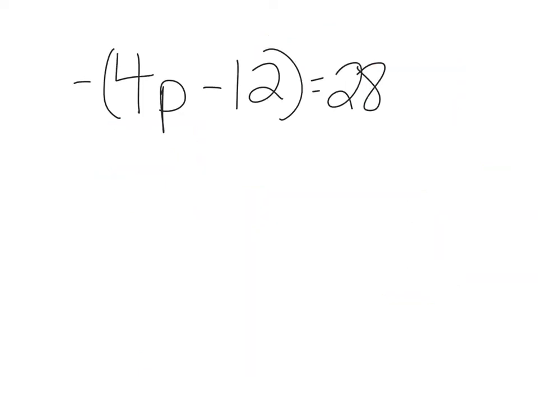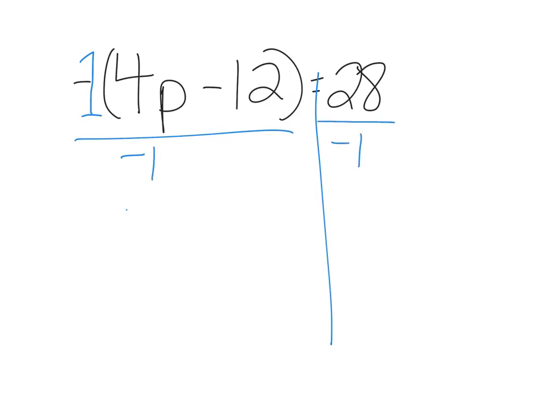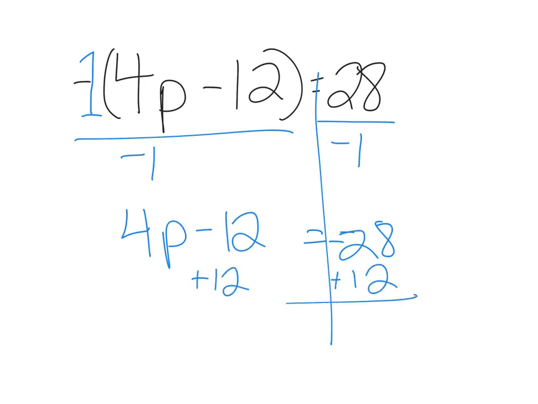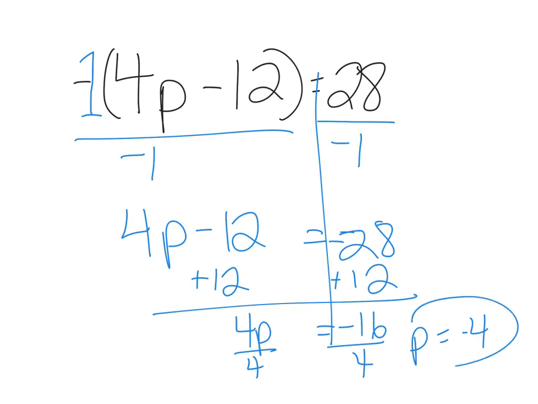For this one, it's going to be a little bit different because technically this is a -1. Again, you could distribute it to both parts, or we can get rid of it. So let's divide both sides by -1. Then we would get 4p minus 12 equals negative 28. Yep, one positive, one negative. Then we add 12 to both sides, so 4p equals -16. Divide both sides by 4, and p equals -4.